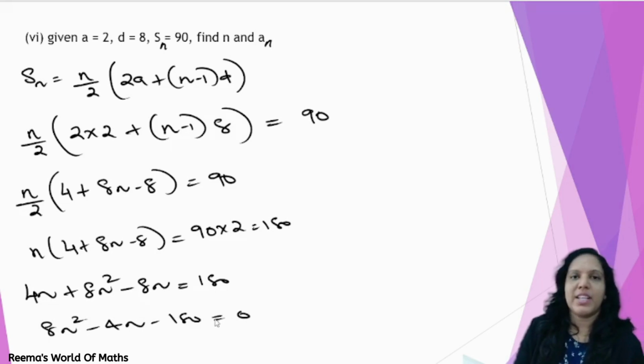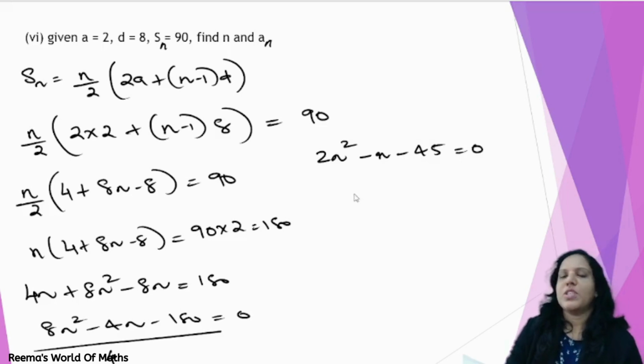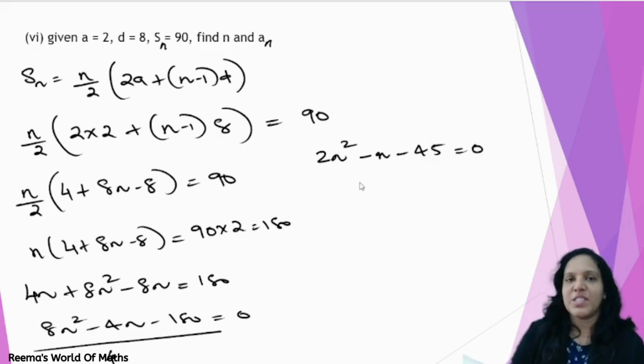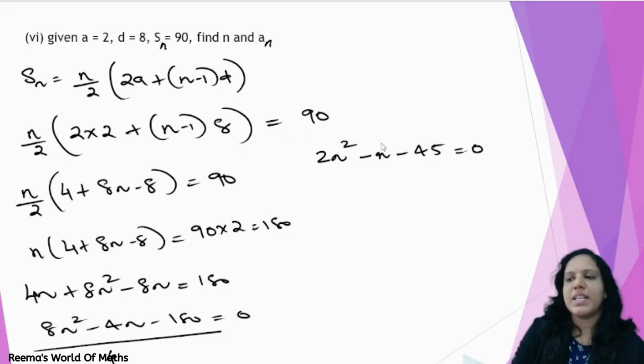So 8n squared minus 4n minus 180 equals 0. So we made an equation here. This is not a linear equation, it is a quadratic equation. All these terms are multiples of 4, so let's simplify by dividing by 4. That will give you 2n squared minus n minus 45 equals 0. Now we have formed the quadratic equation. Let's find the value of the variable by the splitting the middle term method. The middle term here is minus n, which is minus 1n.